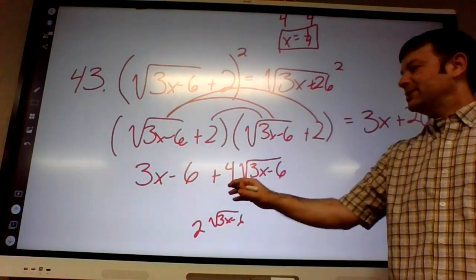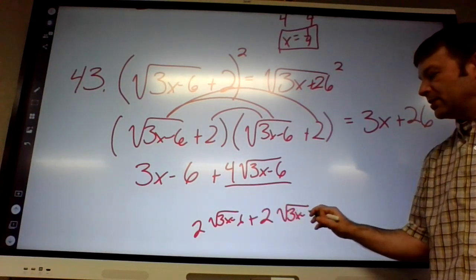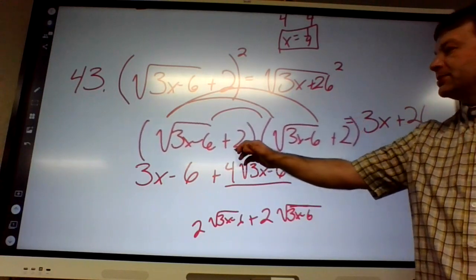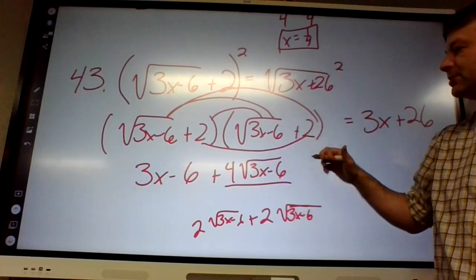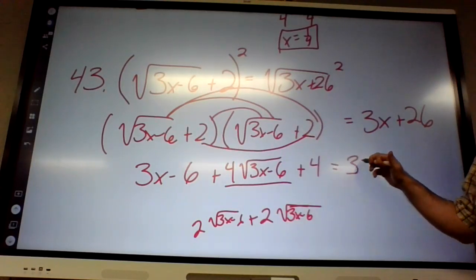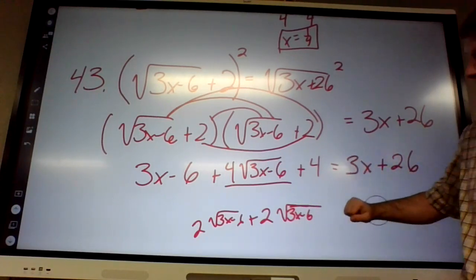Outside, this is outside, inside. I had to put them together. And then the last is 2 times 2. Okay, that was the hardest part, although we've got a lot of work left.